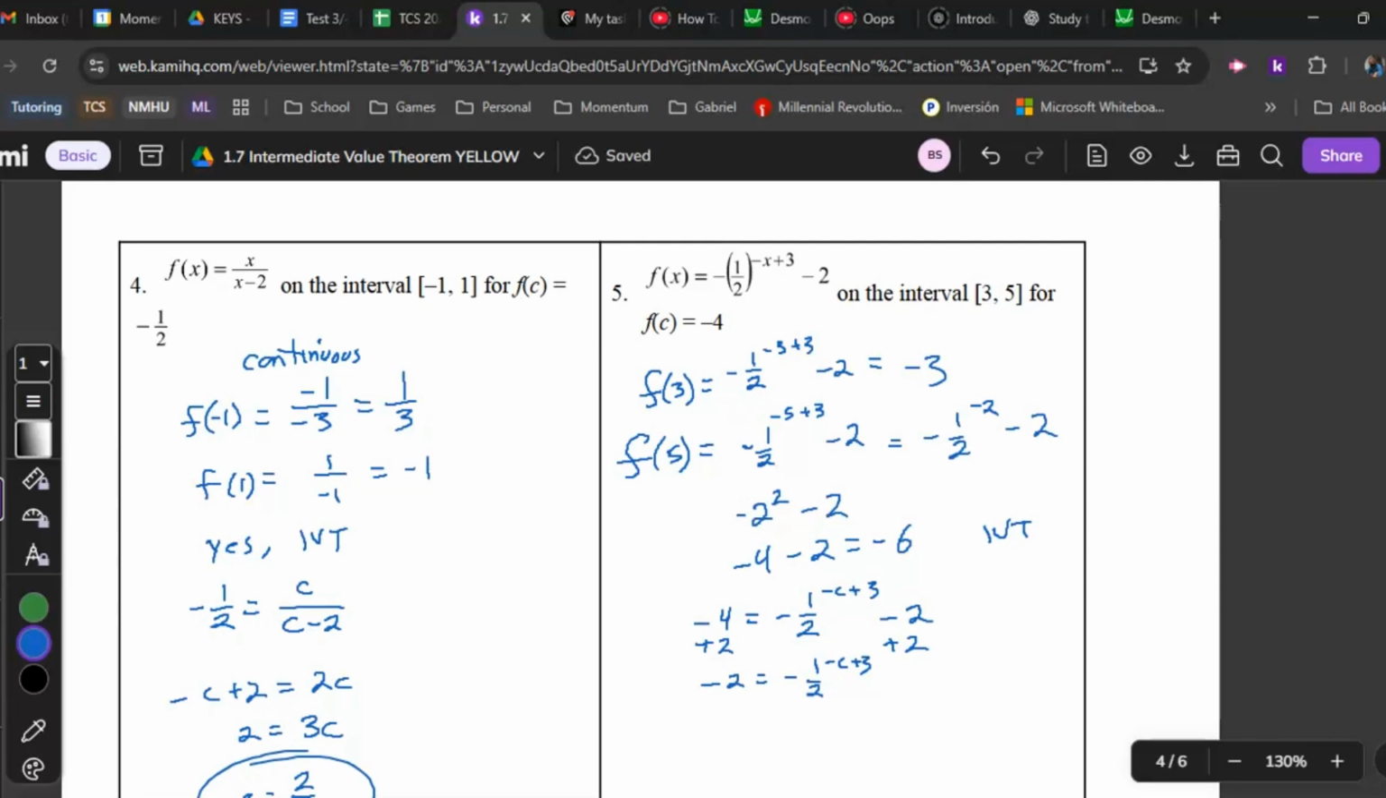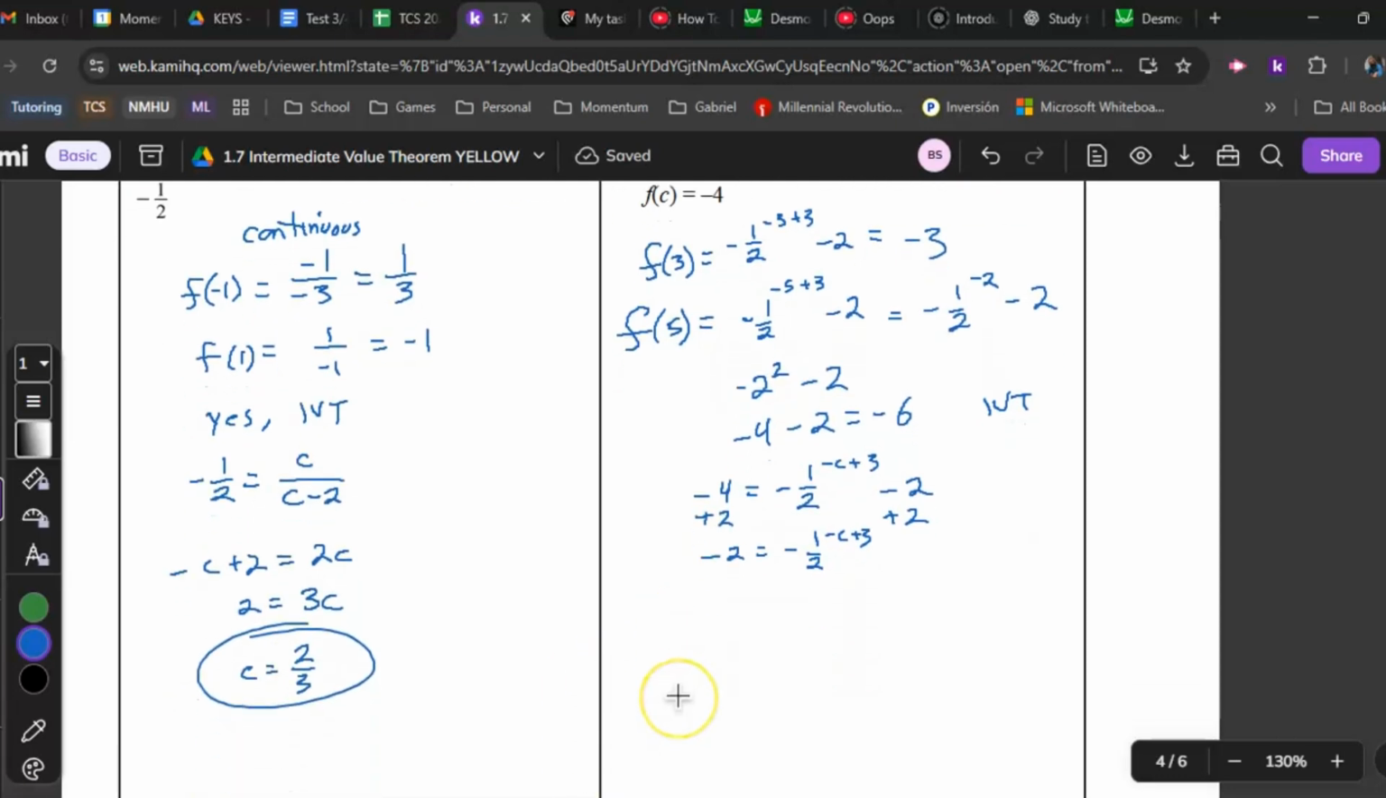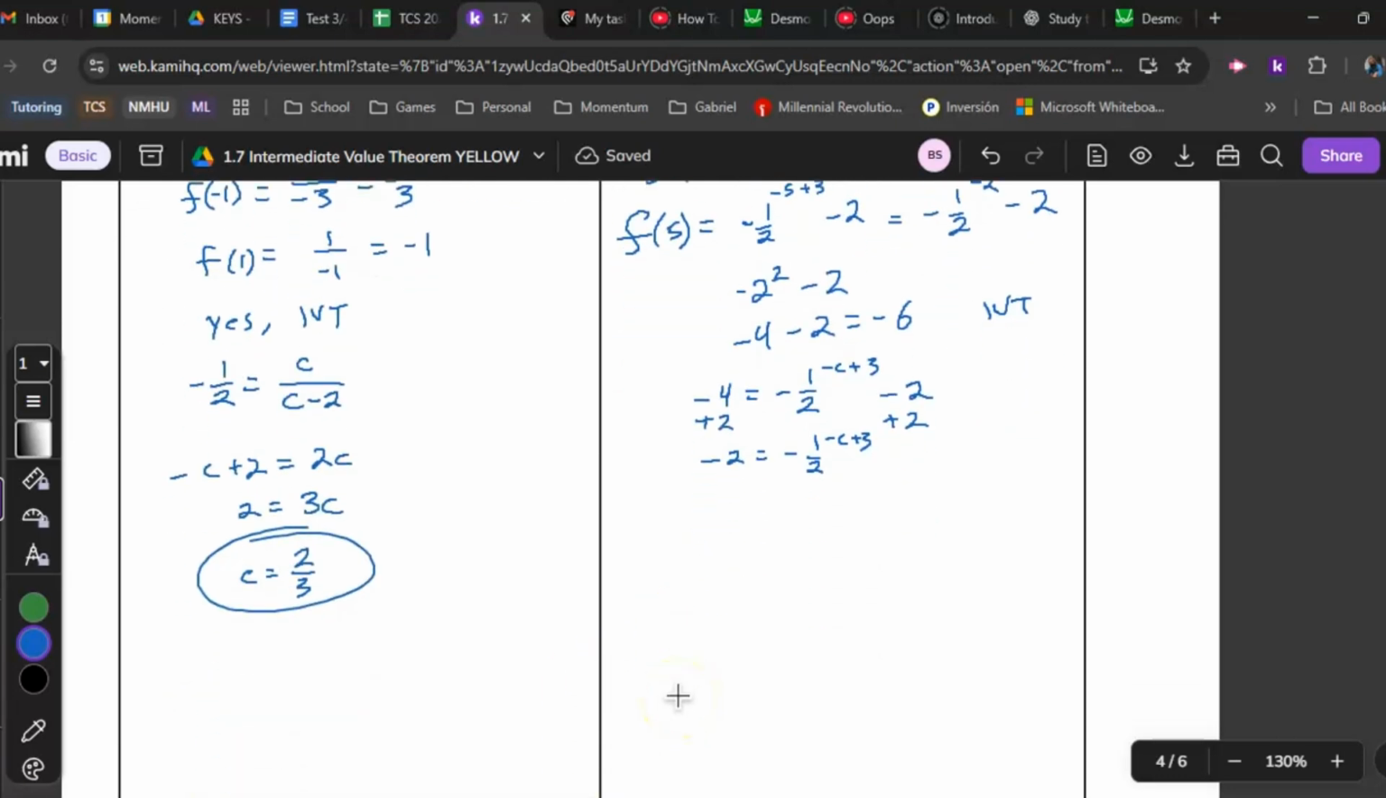For instance, this one, how am I going to solve this? There are 2 ways for me to solve this. You need to put the same base. That's the easiest way. So let's get the same base. Let's get rid of these negatives, because that's kind of annoying. Let's just divide both sides by negative 1, because then we don't have to deal with them anymore. So then we have 2 equals 1/2 to the negative c plus 3.